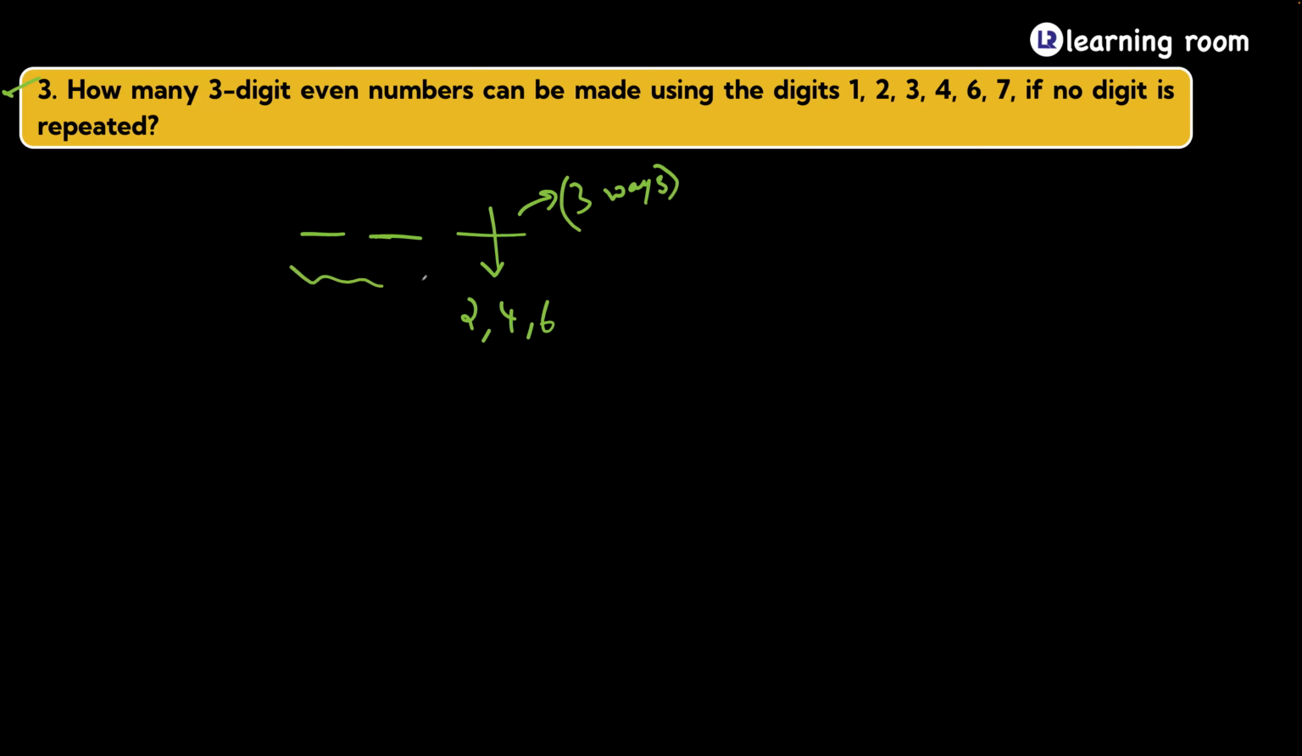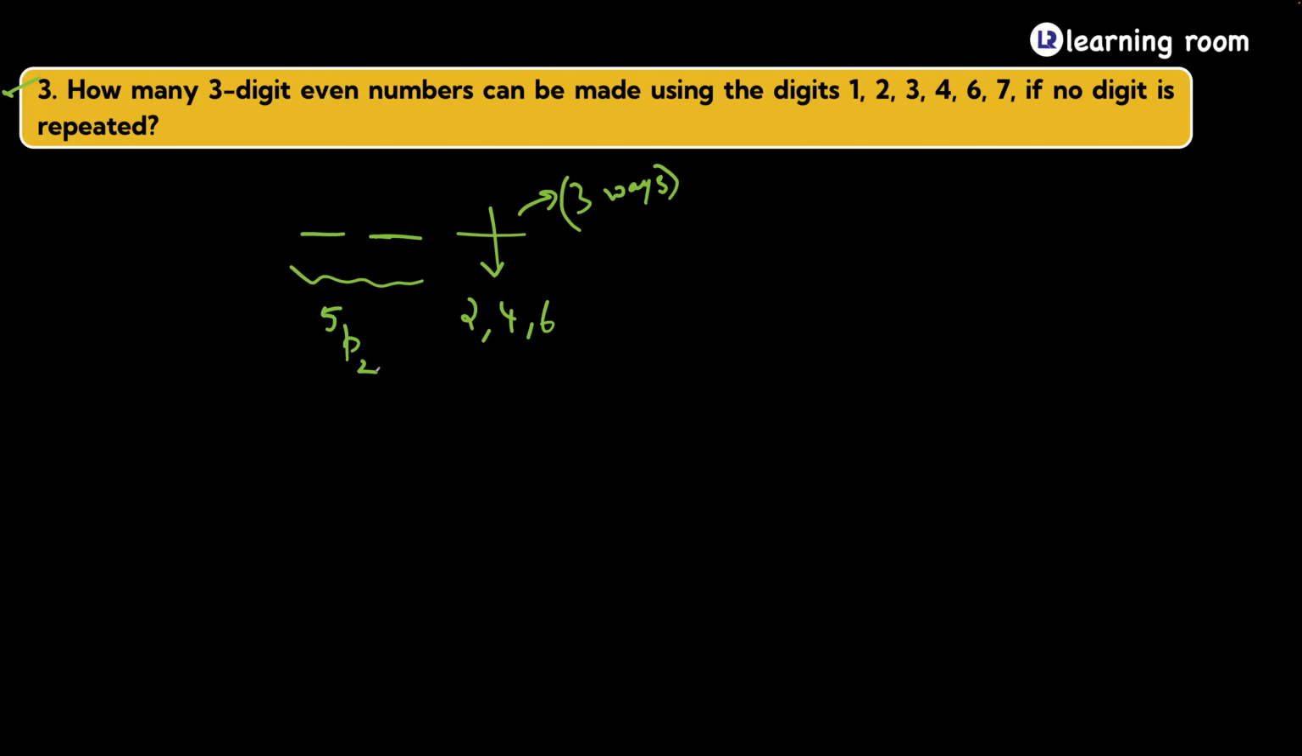So, in these two places, how will you fill it? Out of the 6 numbers available, you have used 1 here. So, how many are left out? 5. 5 are left out. Out of the 5, you can use 2, because 1 you have already used it here. It is 5p2, not 6p2.